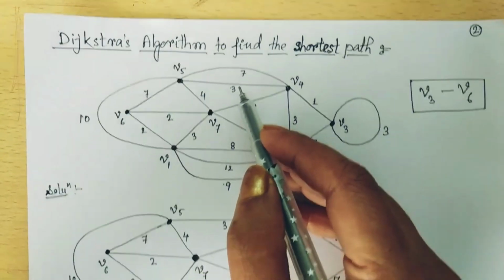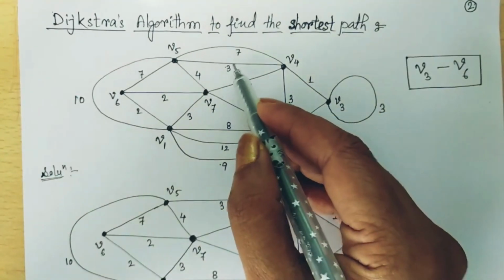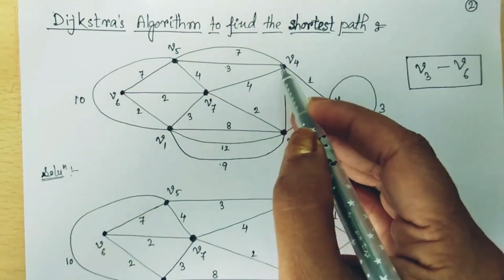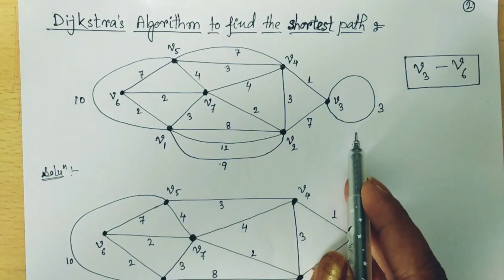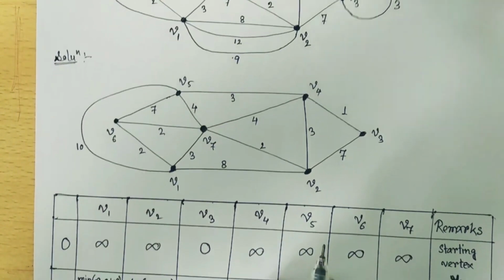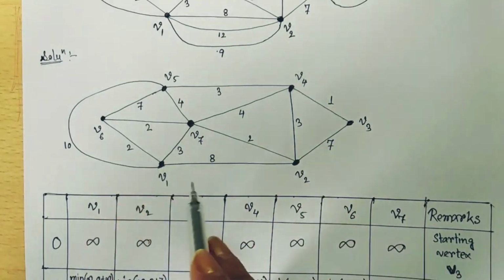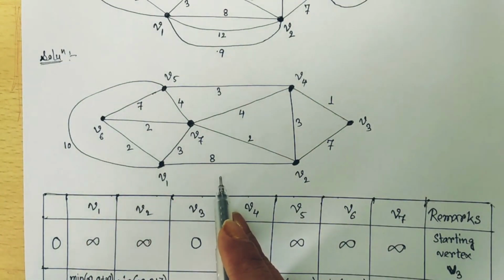Similarly, of these two edges in between, 3 is the minimum weight. That's why we keep this one and remove this one. And we definitely remove this parallel edge and this self loop. After all this removal, we will find out this is the simple weighted graph.